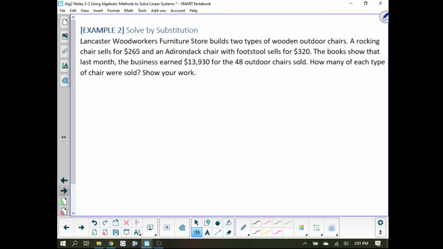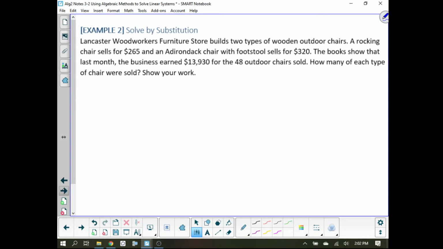So these are usually the least liked part of systems of equations. It says a Lancaster woodworker's furniture store builds two types of wooden outdoor chairs, a rocking chair that sells for $265 and an Adirondack chair with a footstool that sells for $320. The books show that last month the business earned $13,930 for the 48 outdoor chairs that they sold. How many of each type of chair were sold?